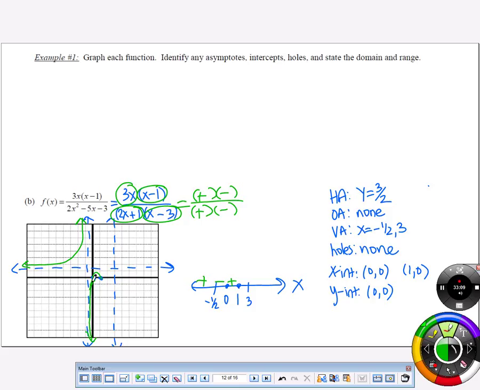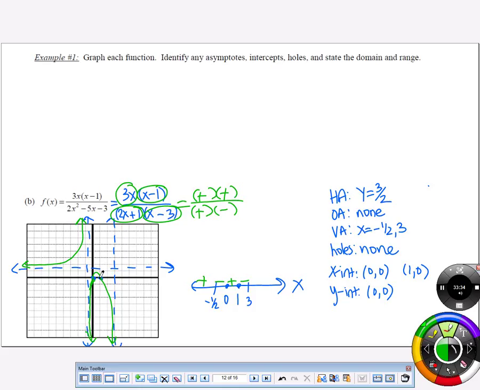you're good. Okay? So then from 1 to 3, say I plug in 2: positive, positive, positive, negative. That overall will result in a negative. So this is going to come back through here. It's not a perfect parabola. It's definitely not symmetrical, but we get the idea of what's going on.